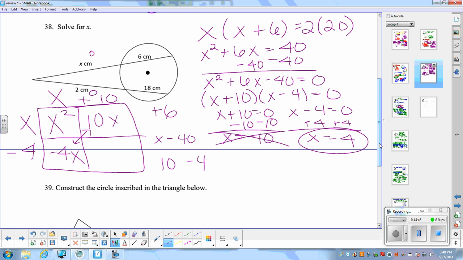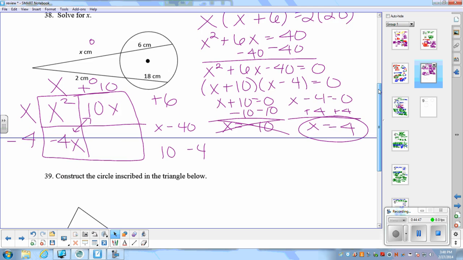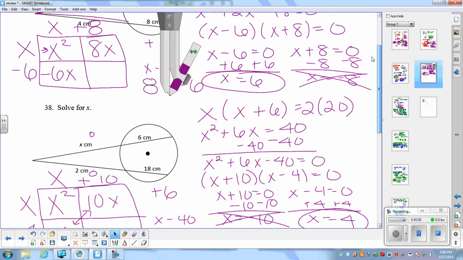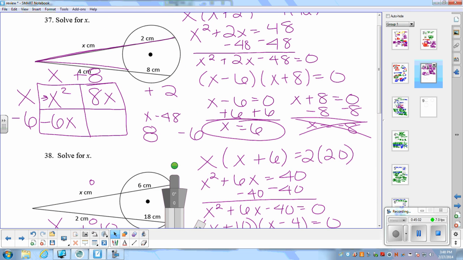And now we get to everyone's favorite things after quadratics, constructions. To construct my circle inscribed in my triangle, I have to construct two angle bisectors. So I need to go up and find my compass. There it is.